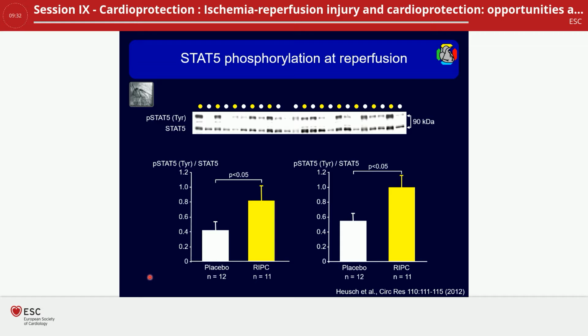So very different from the STAT3, as you recall, in pigs and rats. In the human heart, nothing for the STAT3 signal. It was a STAT5 signal. So at this point, we do not know whether it's just another isoform of STAT in humans or whether this is a totally different function. This is the only signal that we could identify in human preconditioned myocardium on the ventricular level.